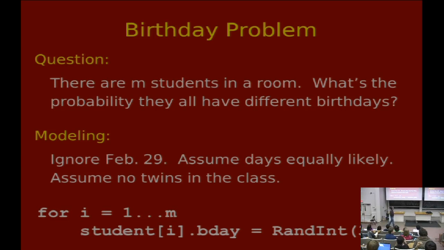Okay, so by this modeling assumption, this is what I mean. This is how we model it. We've gone from all this ambiguous English to this. For i equals 1 to m, student i's birthday is a random integer between 1 and 365. Yes? No. Well, it's kind of trivial if m is more than 365 by the pigeonhole principle, but we'll come to that.